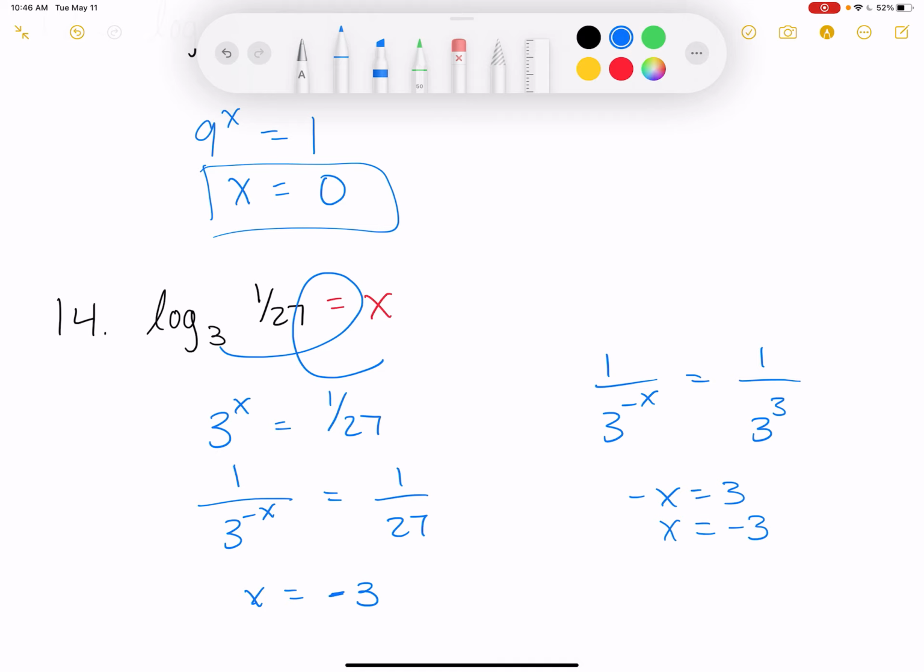How come it's not 1 over? Because that's an exponent, not a number.